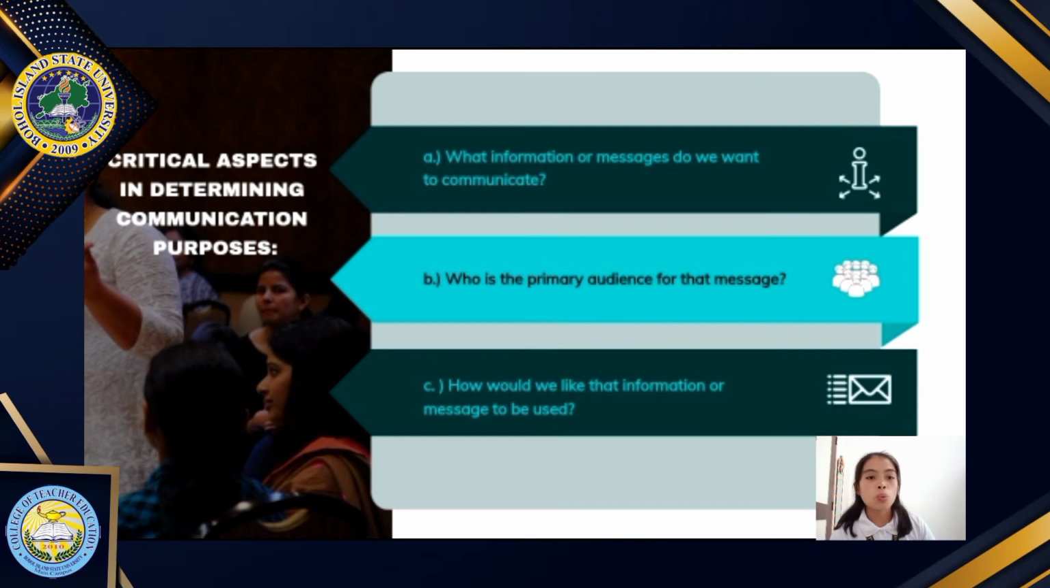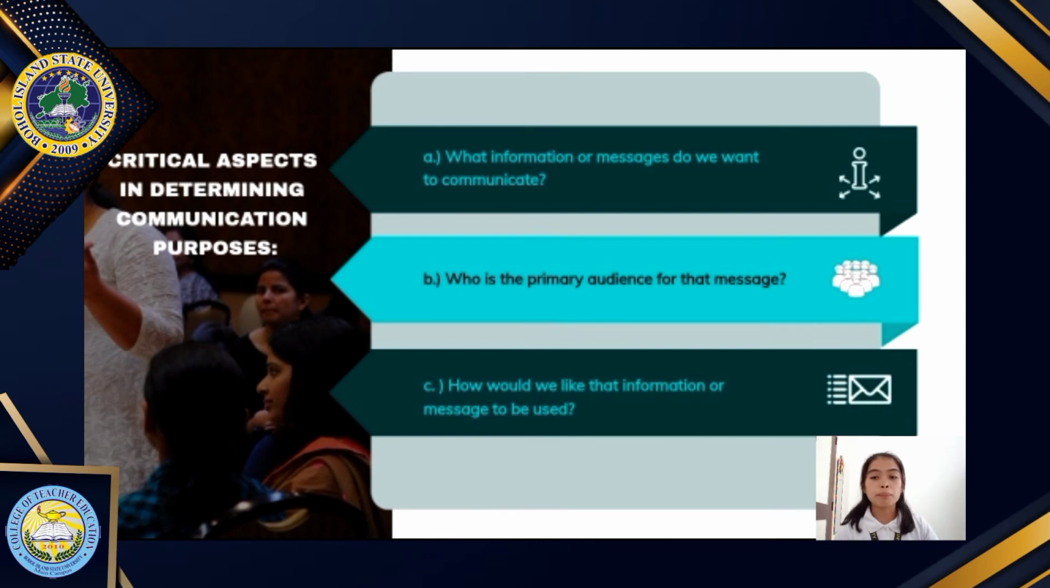First is what information or messages do we want to communicate? It is very important to consider the information that you want to communicate, especially to the parents, so that you can prepare ahead of time and the information is relevant as well. The second aspect is who is the primary audience for that message. It is also essential to consider the primary audience to make your message meaningful and so the audience can relate.